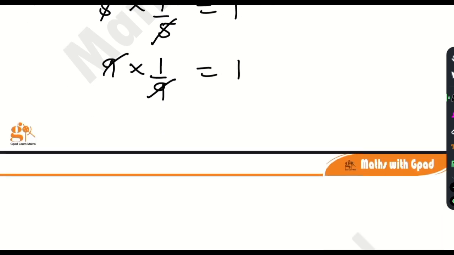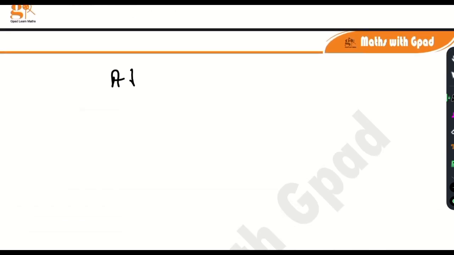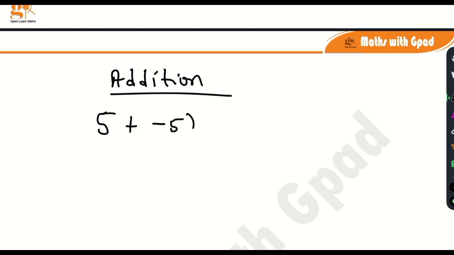What about addition? Let's look at the inverse under addition. What did I say the identity element is under addition? It was 0, right? Which means if I apply the inverse to a number, say 5, I must get 0 as the result. The inverse of 5 under addition will be negative 5, because 5 plus negative 5 is equal to 0. This 0 is the identity element, and negative 5 is the inverse of 5 under addition. So this is what an inverse element is.